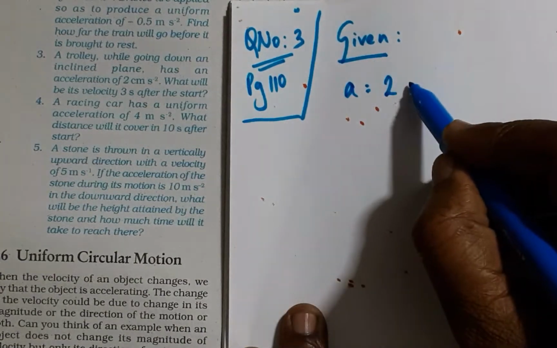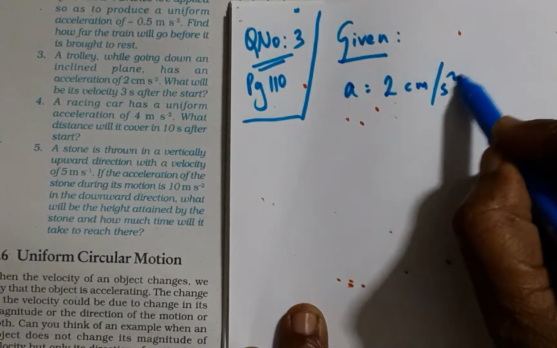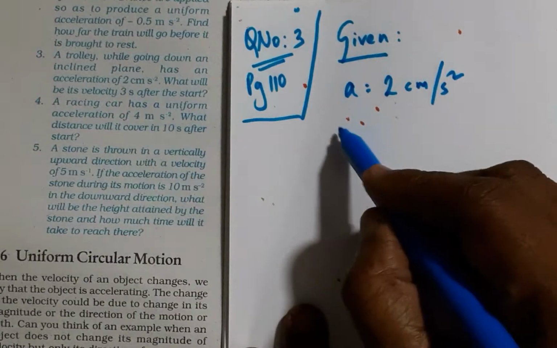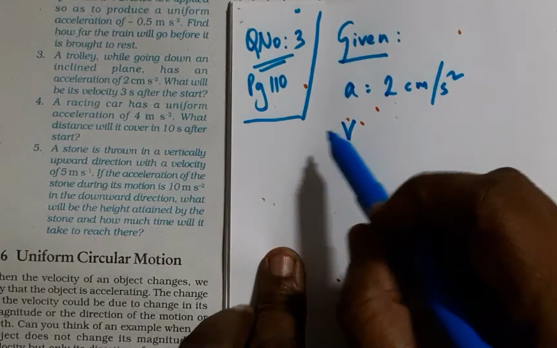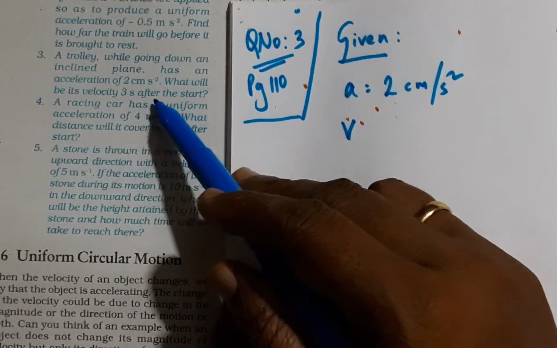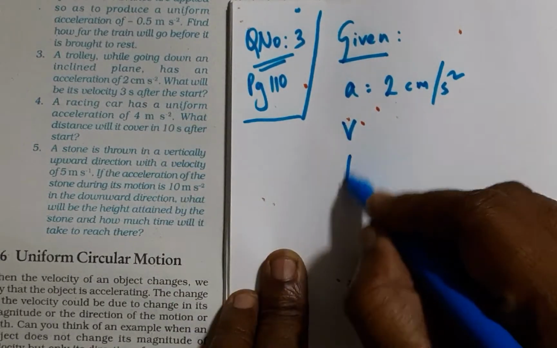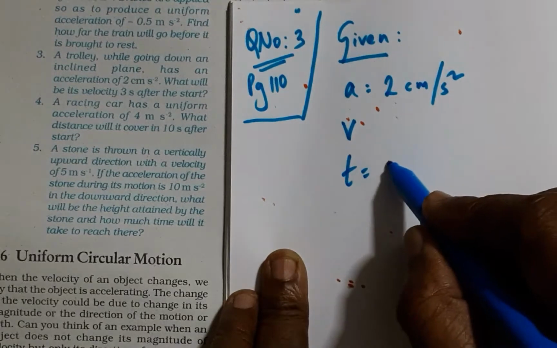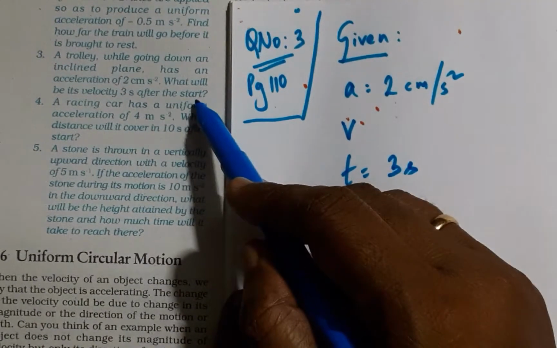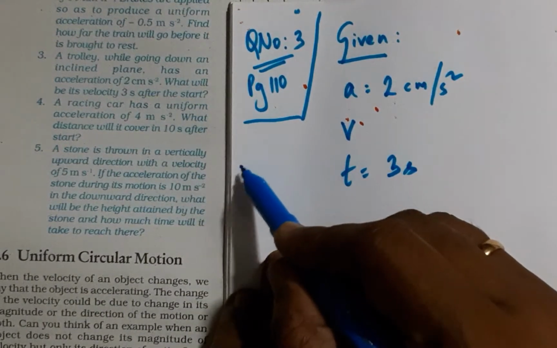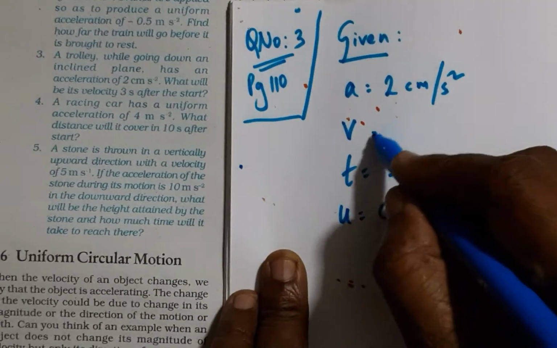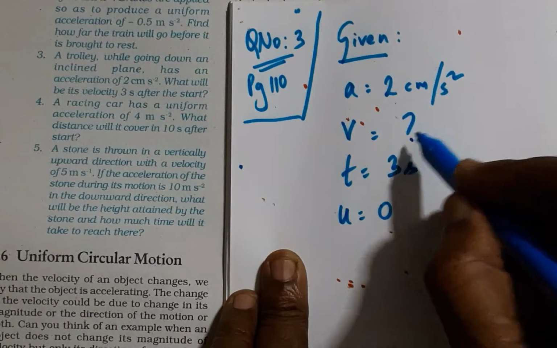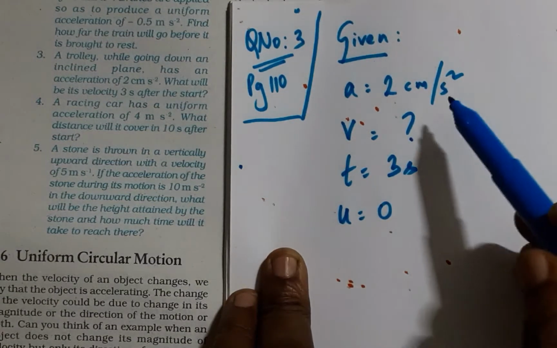So acceleration has been given, and we are being asked to find out the velocity after 3 seconds after the start. So time is 3 seconds after the start. The body has started from rest, that has been given here itself. So u will be 0 and we are supposed to find this velocity.